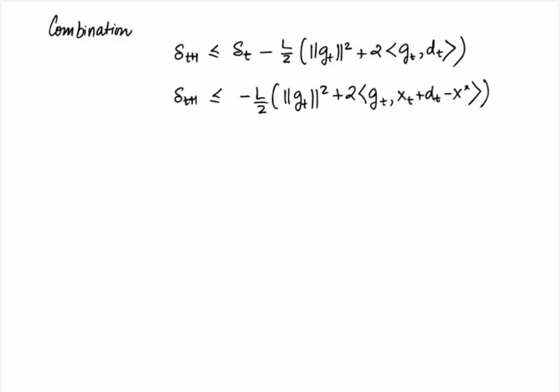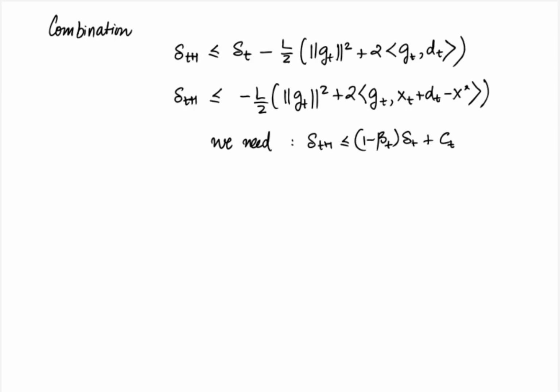If you recall, in order to carry out the telescopic sum, we would generally need a relationship of the form Δ_{t+1} ≤ (1 − β_t)Δ_t + C_t, and the rate will be determined by C_t and β_t. So here we do not know the value of β_t. To get this form, observe that we can take a convex combination of these two inequalities.